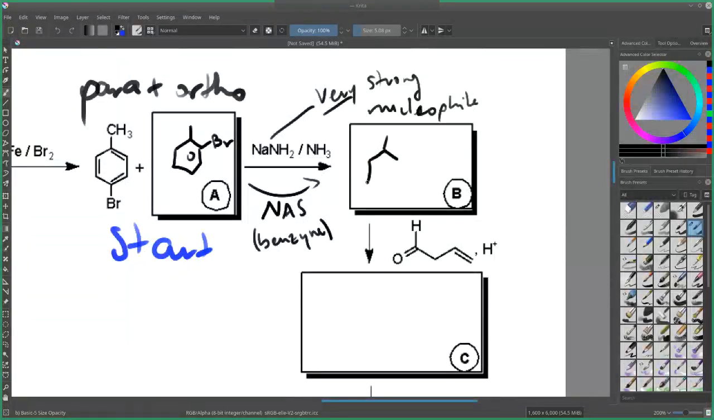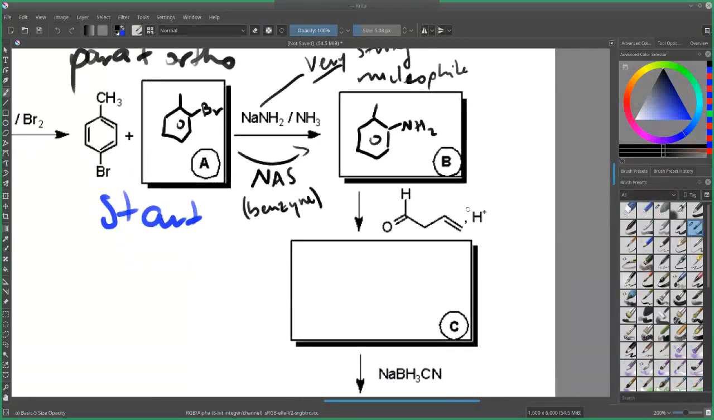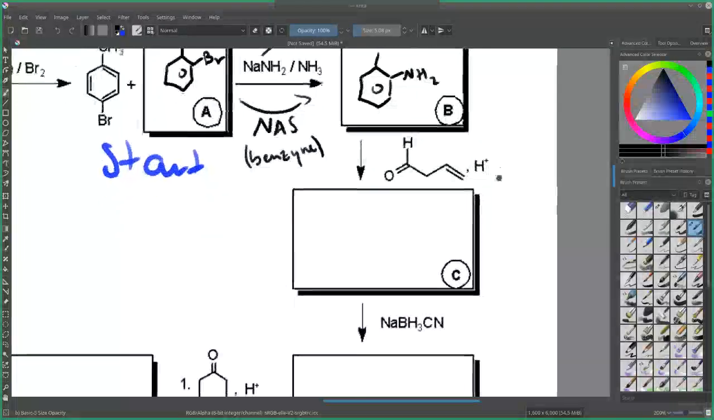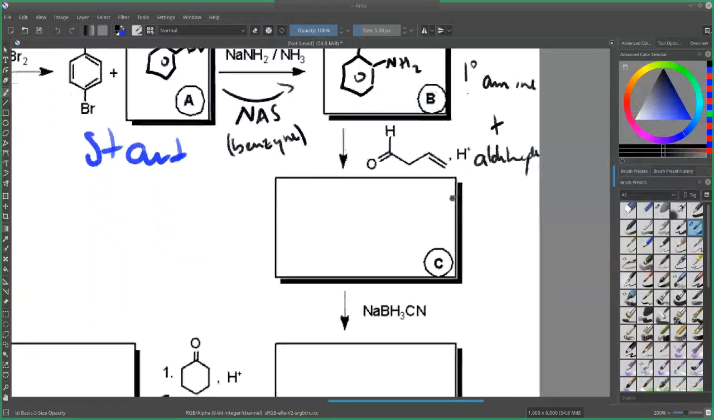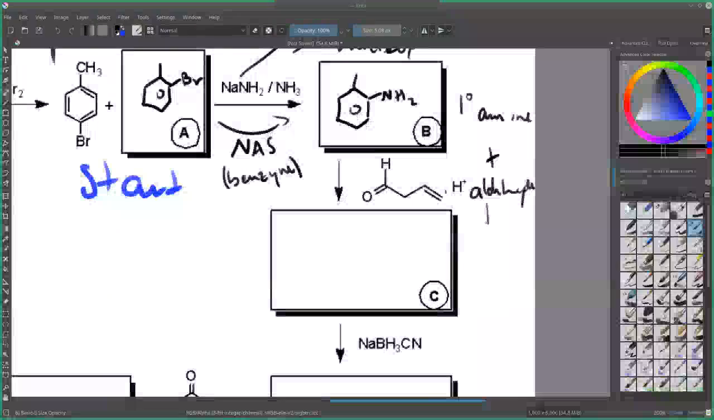So if we draw out what we wind up getting, then we'll stick that amine on there. There we go. Okay, cool. All right, and now we've got an amine, an NH2. So this is a primary amine plus an aldehyde. Okay, so what are we going to form? Anybody?